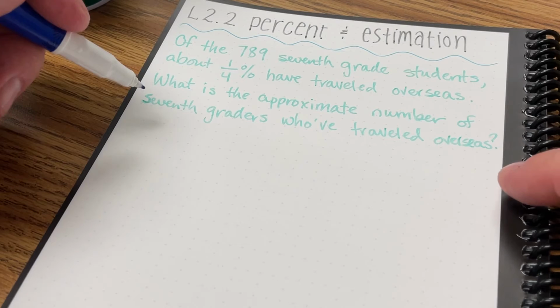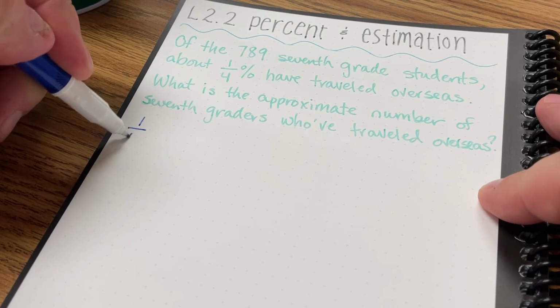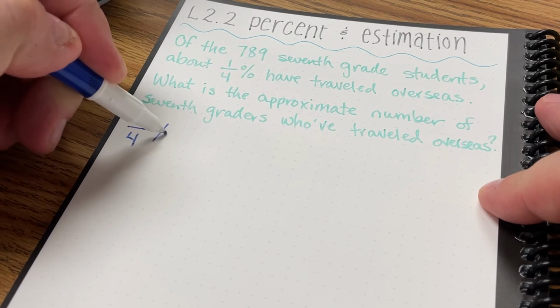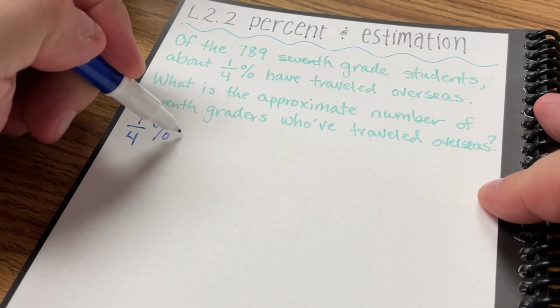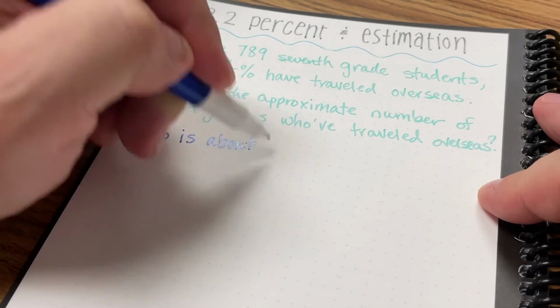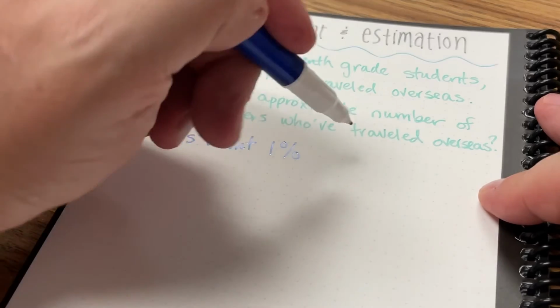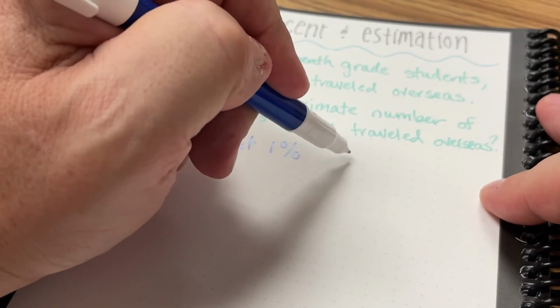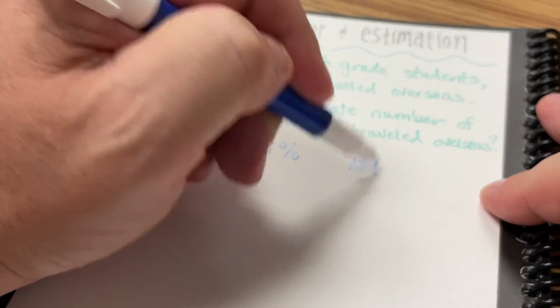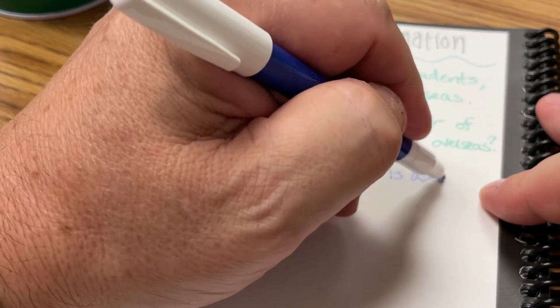In this problem, 780 7th grade students are in a school. About 1/4% have traveled overseas. So I can think of 1/4 of a percent as about 1%. And I can think of 789 students as about 800 students.